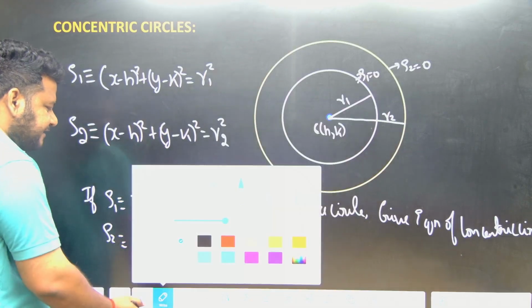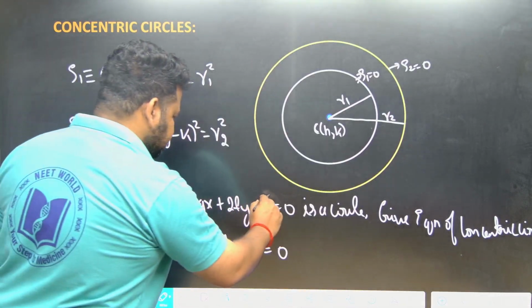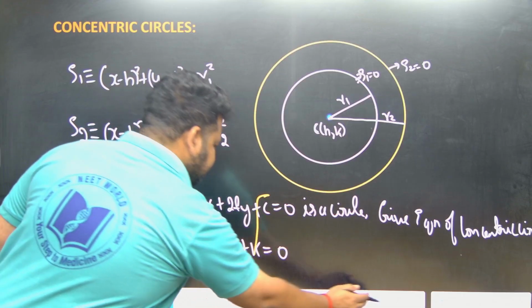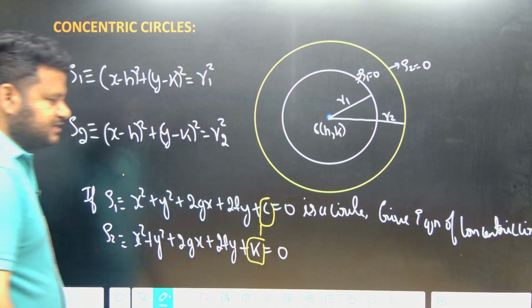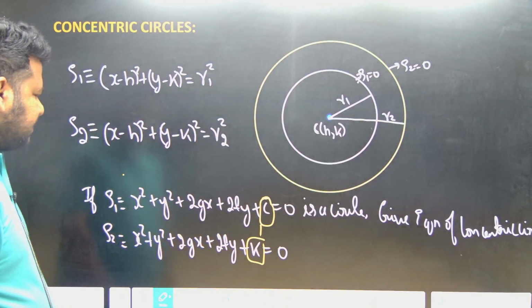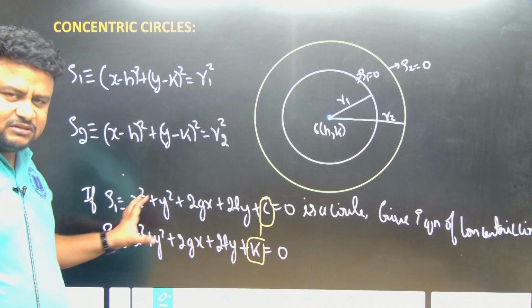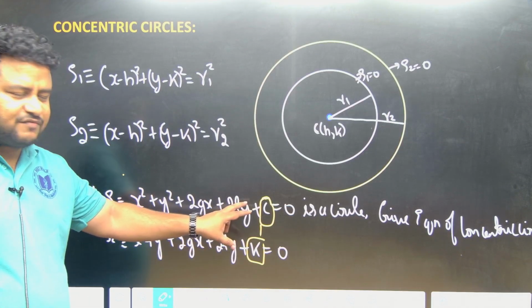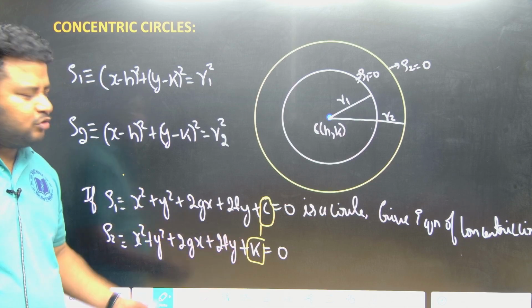So, whenever you are writing a concentric circle for a given circle, the only thing that changes is the constant. See here, here it is c, but here it is k. This is the only change that happens. So, for a given equation of the circle, if they are asking for a concentric circle, write down the same equation, but instead of the constant value c, you write plus k. Now, how to find out this value of k?